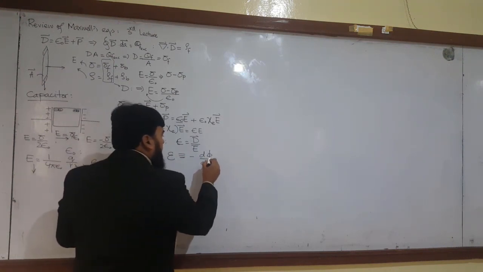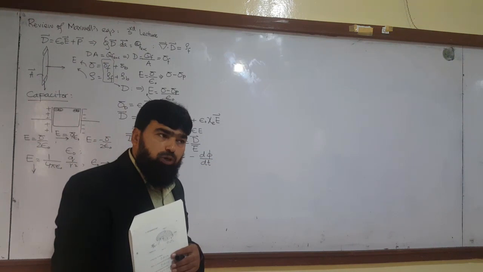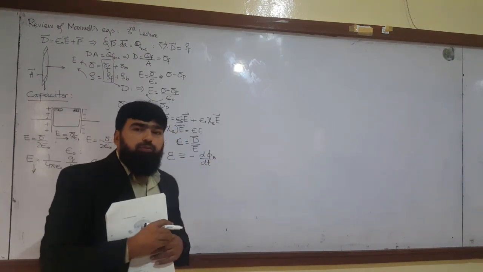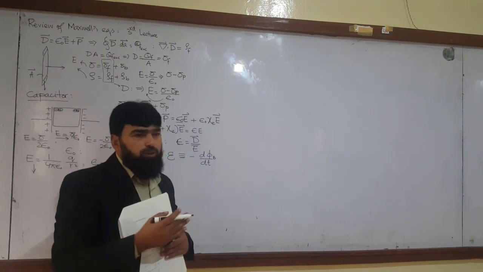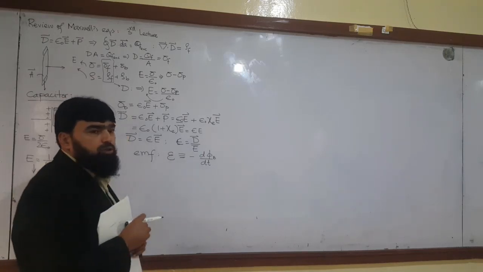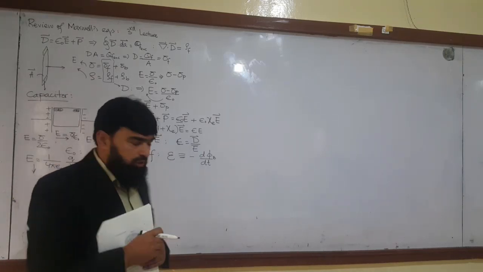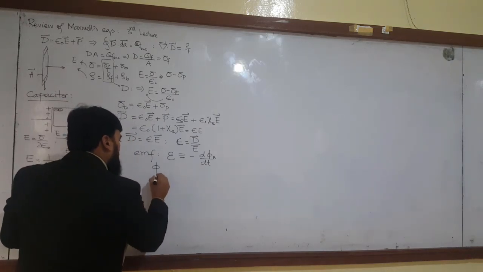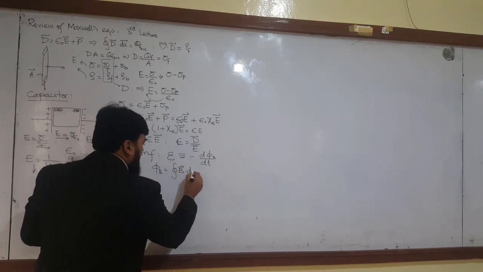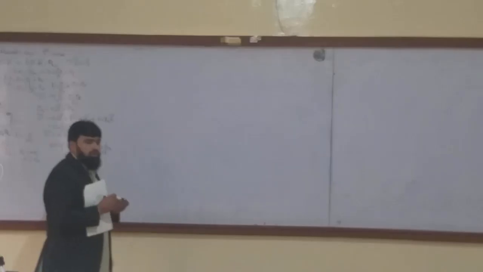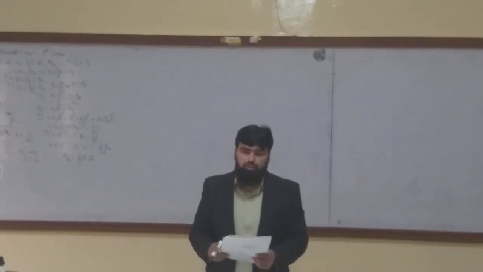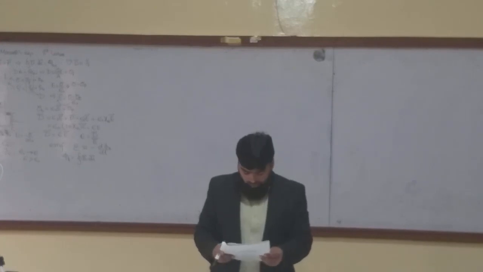What is this phi? Phi is the flux. Flux of what? Of the magnetic field. If I will be changing the flux of the magnetic field through a certain area, it will cause some electromotive force. It will cause some potential. And this phi B is equal to the closed surface integral of B dot dA. This we call the magnetic flux, the flux of magnetic field lines.